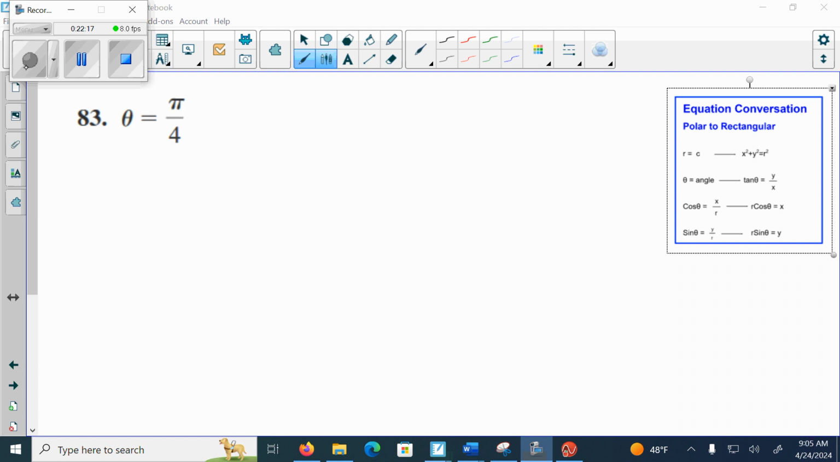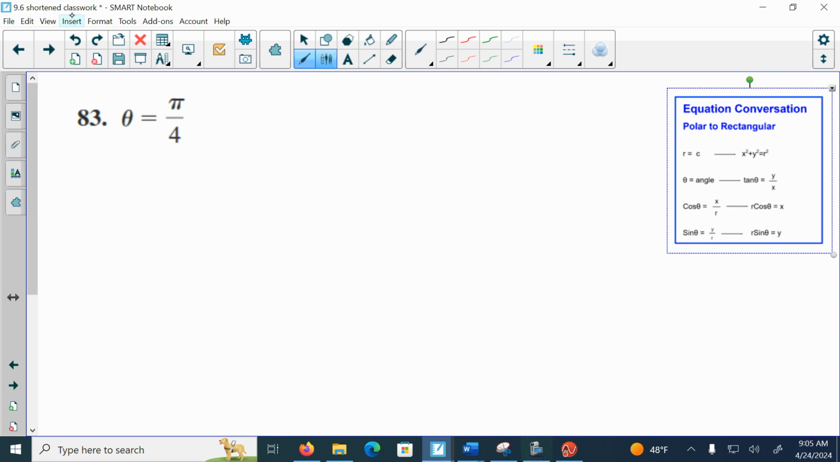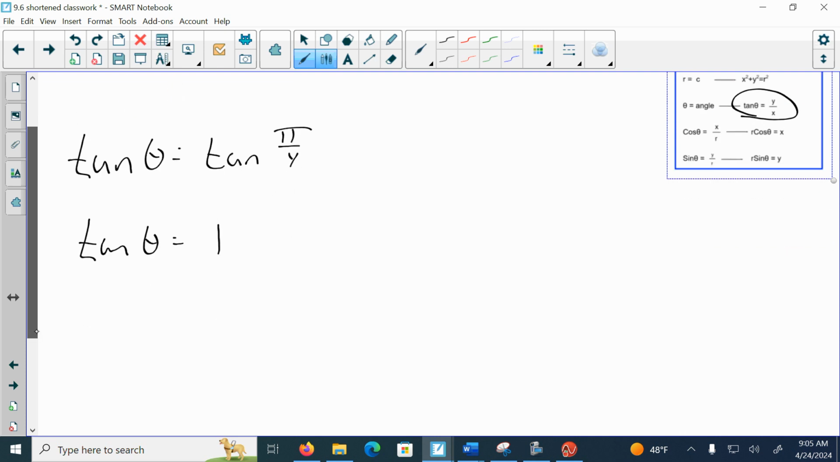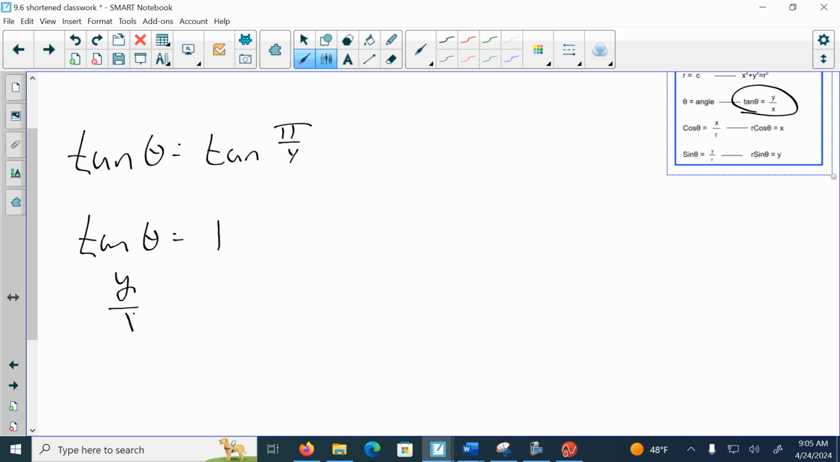Okay, the last one, I have theta on one side, I have an angle on the other side, so remember I'm trying to get rid of the theta and replace it, so I'm going to use this. So I'm going to take the tangent of the left side is equal to the tangent of the right side. So tangent theta is equal to the tangent of pi over 4, which is 1. I know that from my unit circle. So I have y over x is equal to 1, multiply both sides by x, and I have y is equal to x. And I believe that's the last one.